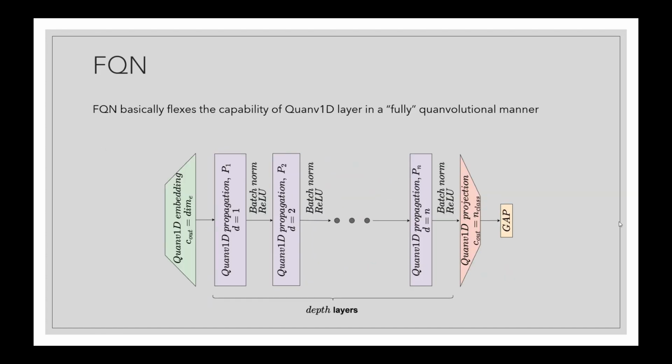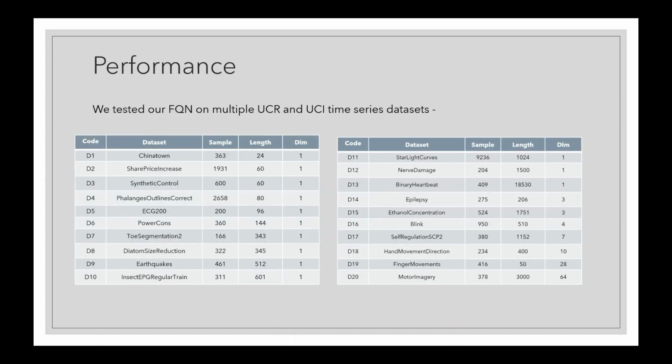Now, to test the efficacy of our new layer, we built a new model called the Fully Convolutional Network, or FQN in short, where all the learnable layers are Quanv1D. It is to be noted that the term fully does not imply a fully quantum model. FQN is in fact a hybrid implementation as we had to use batch normalization layers and ReLU activation functions which do not have any quantum counterparts.